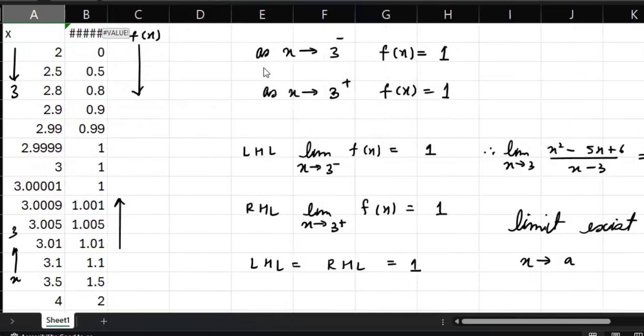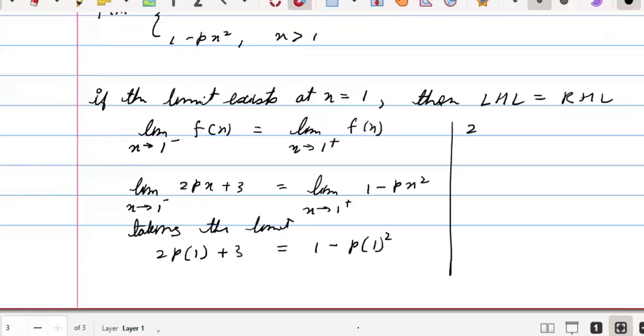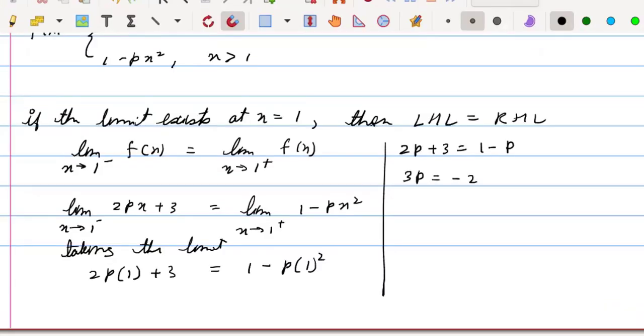You are plugging in 1. And what do you get? You get 2p plus 3 is equal to 1 minus p. So you get 3p is equal to -2. You get p as -2 by 3.